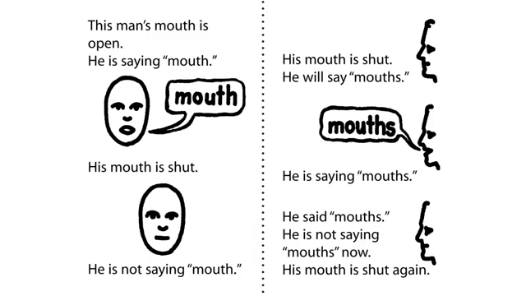This man's mouth is open. He is saying mouth. His mouth is shut. He is not saying mouth. His mouth is shut. He will say mouths. He is saying mouths. He said mouths. He is not saying mouths now. His mouth is shut again.